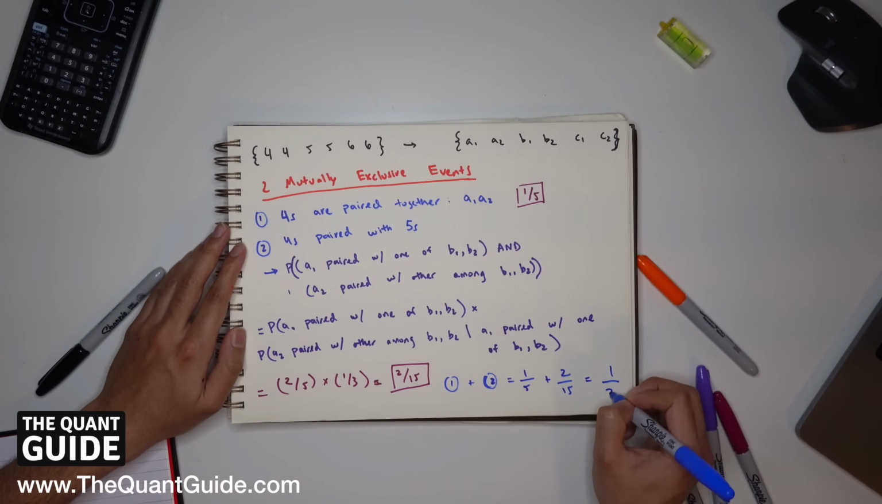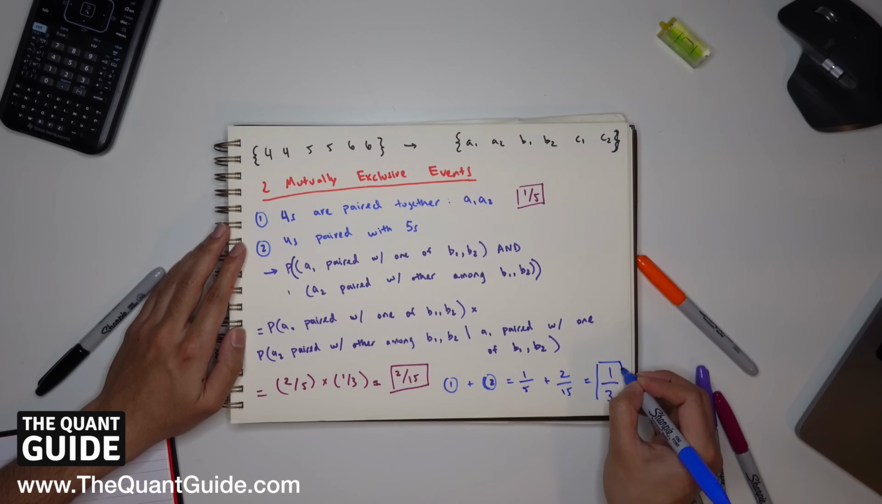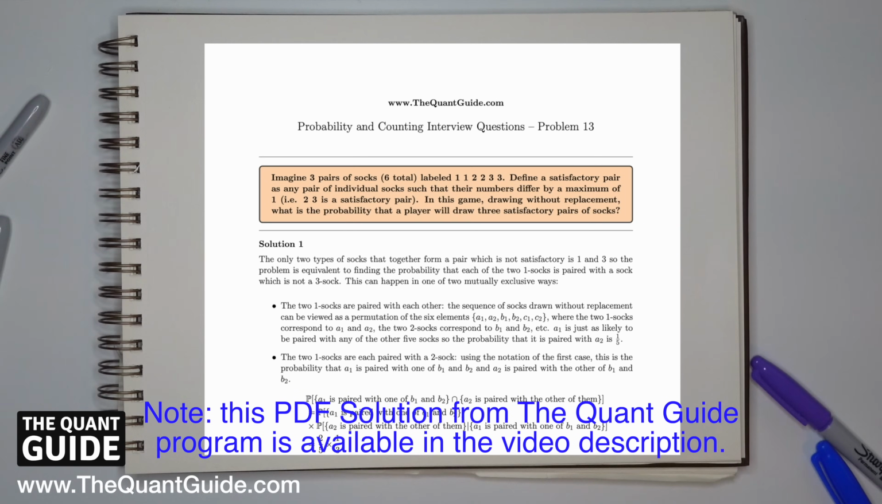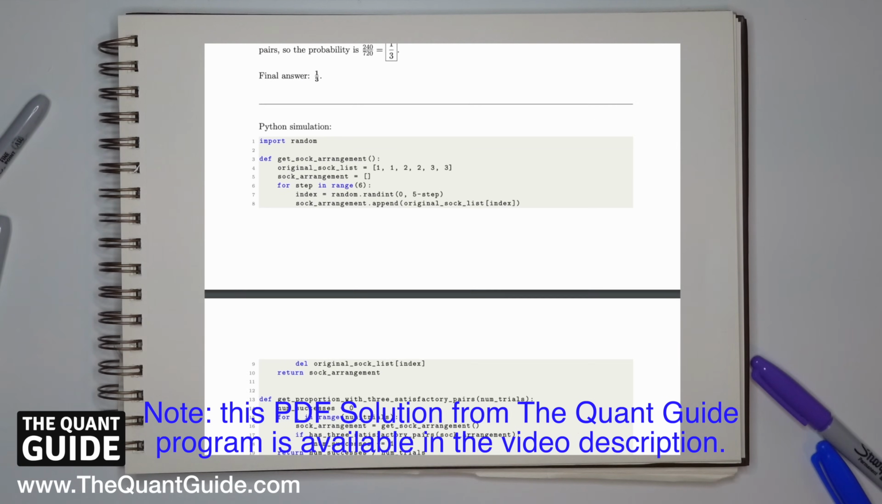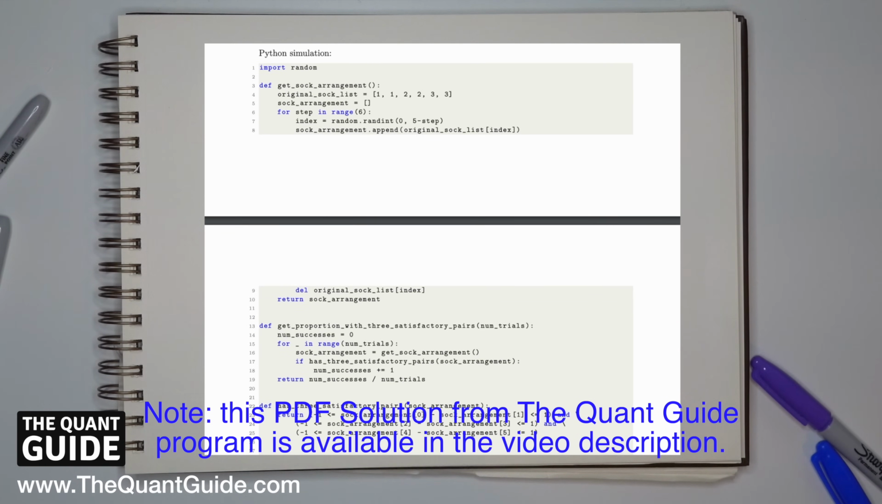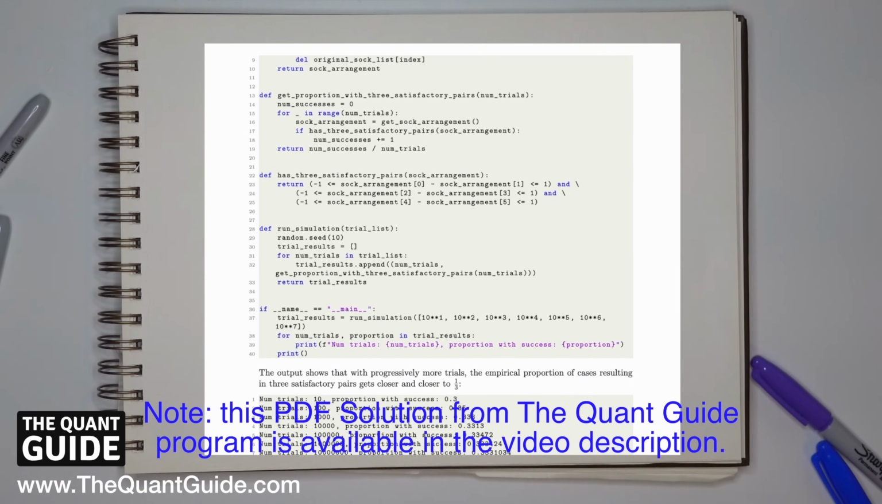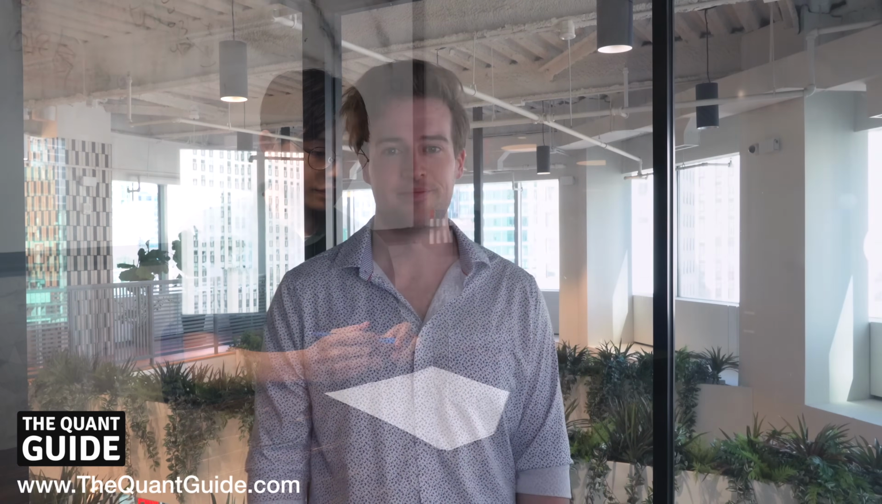In the written solution to this question, you'll see this approach in detail, and another approach using complements. Make sure you understand both of these. At the bottom of the solution, you'll see a simulation run for this, and that also checks out and shows us that as the number of trials approaches infinity, this final probability approaches 1 over 3.